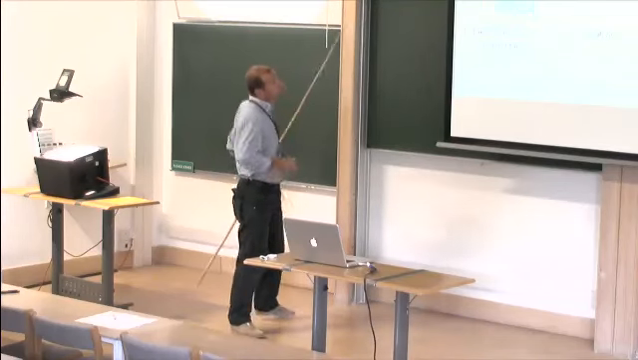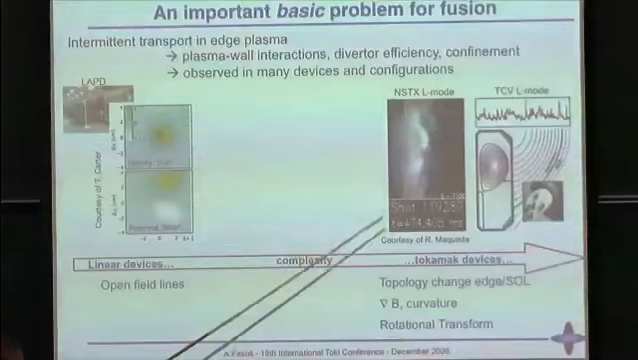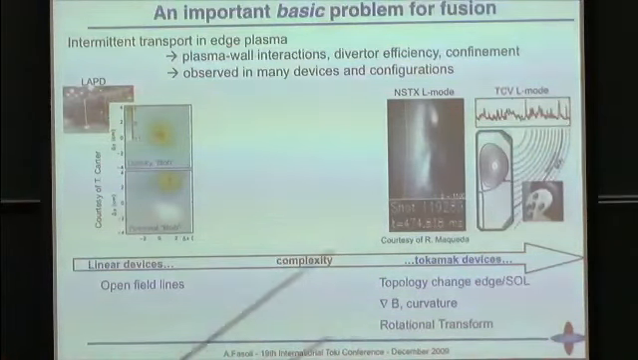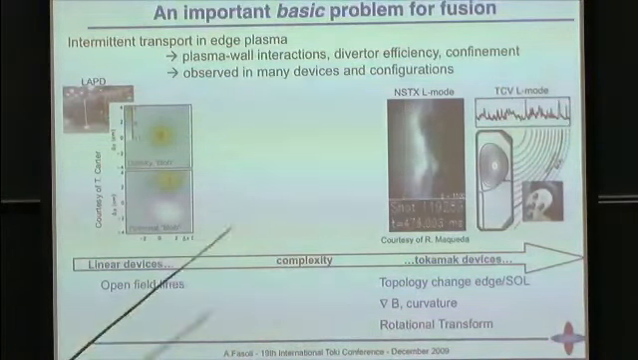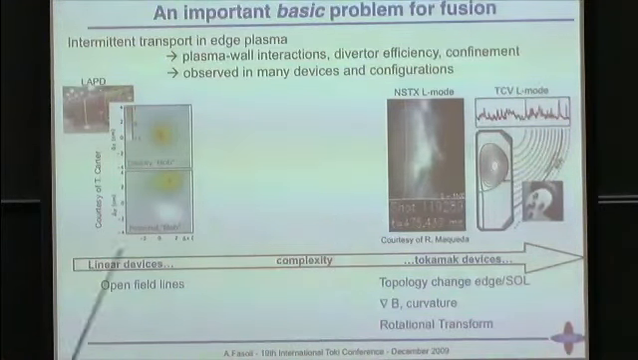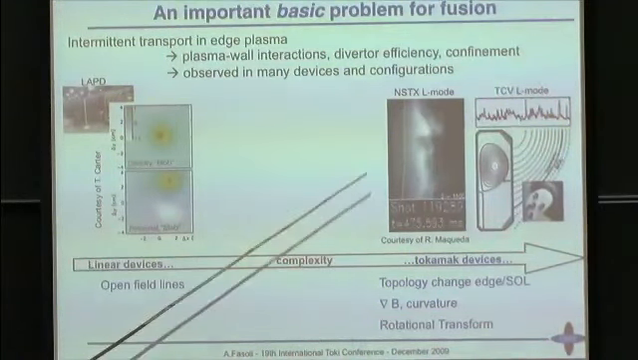This is NSTX. This is an imaging of the edge of NSTX. You see all of these events. And this is a time trace of a probe signal from our own tokamak TCV in Lausanne. You see intermittency there too.